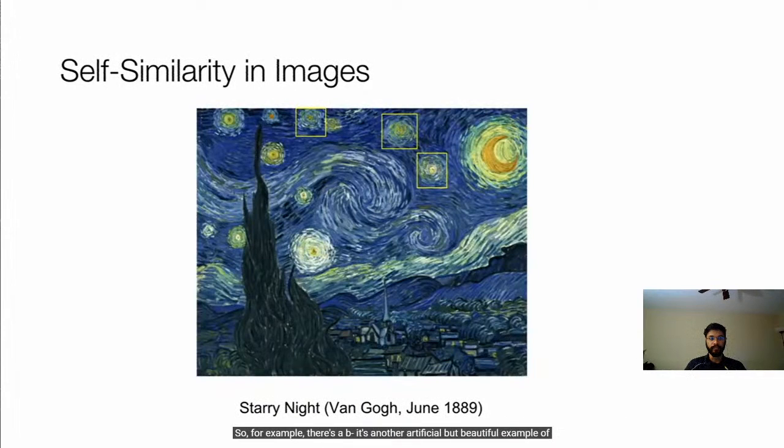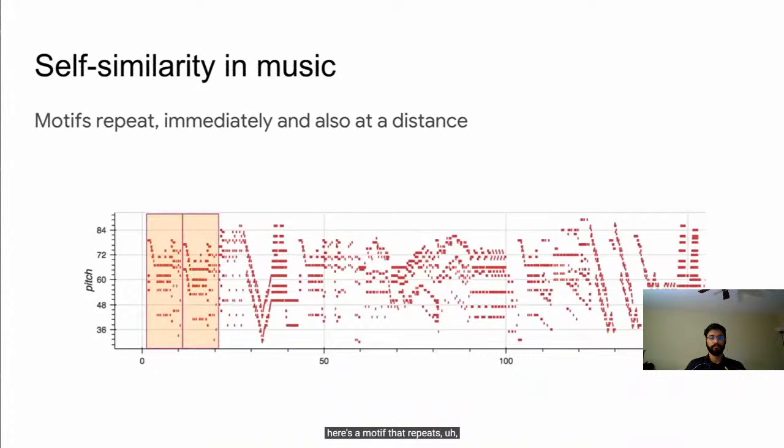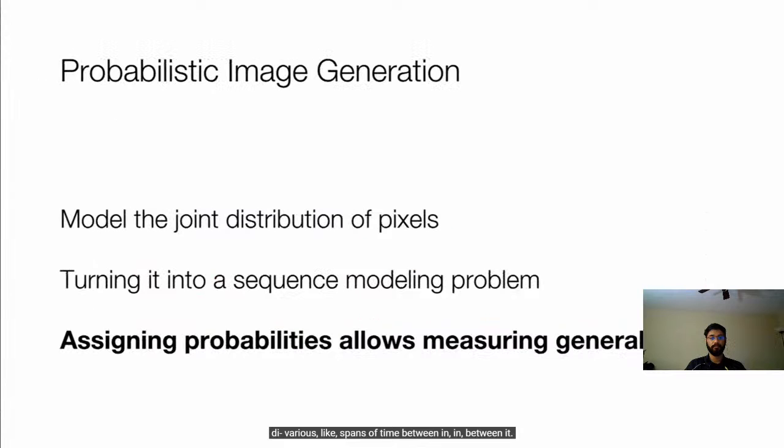So, for example, there's another artificial but beautiful example of self-similarity, a Van Gogh painting where this texture or these little objects just repeat. These different pieces of the image are very similar to each other, but they might have different scales. Again, in music, here's a motif that repeats. It could have various spans of time between it.